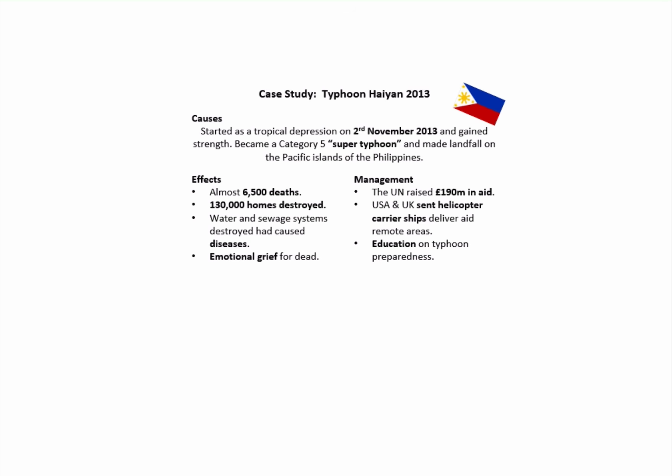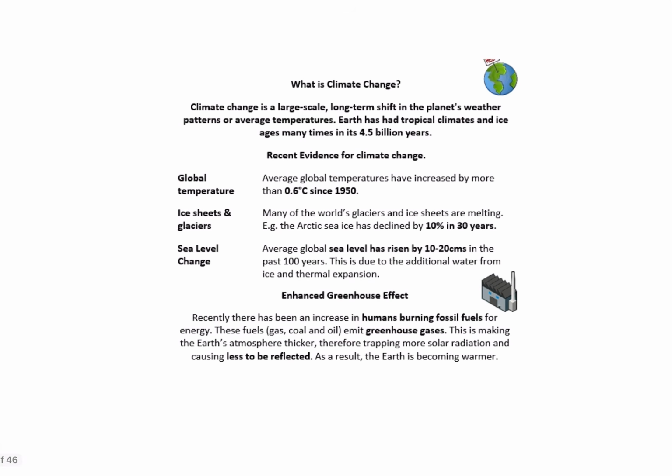Again, weigh up the primary and secondary effects, which one's worse? Or is short-term or long-term management better? And why do you think that? The last bit of atmospheric hazards asks you to think about climate change and think about what evidence you have for climate change in recent years.